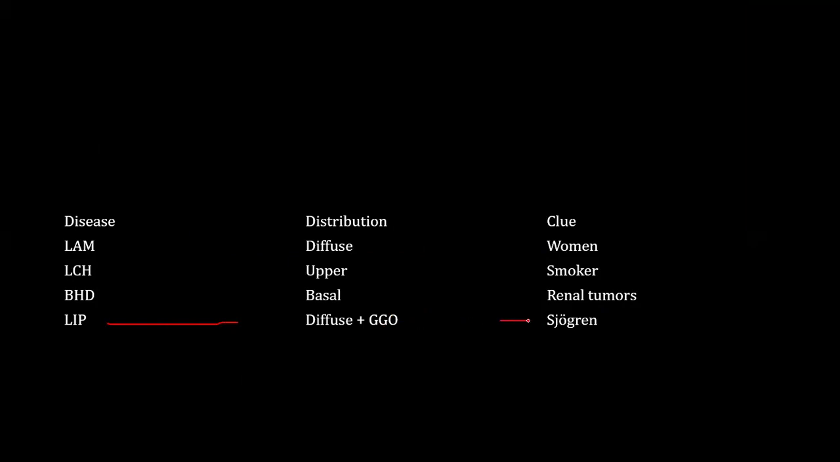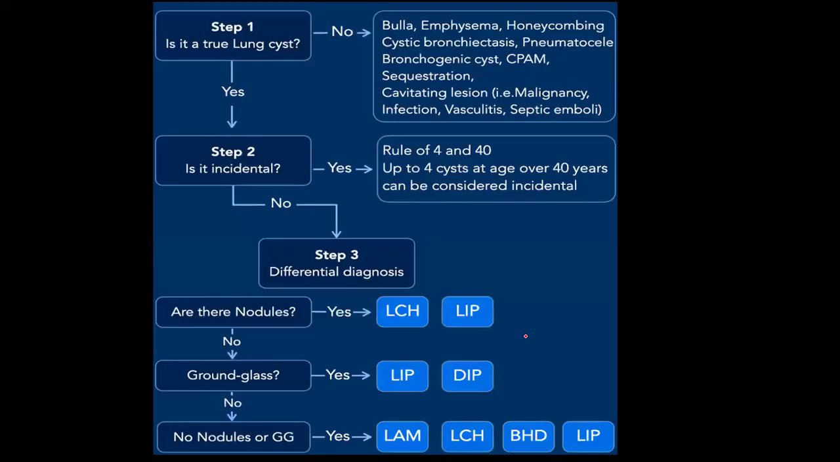LIP has Sjogren syndrome association, and BHD has basal cysts, LCH has upper lobe cysts, LAM has diffuse cysts, and DIP has basal cysts, right? LCH has upper lobe cysts, LAM has diffuse cysts, and LIP also has diffuse cysts, right? LIP and LAM have diffuse cysts. Please remember it. LAM is usually seen in females, LCH in smokers, renal tumors are associated with BHD, and LIP with Sjogren syndrome.